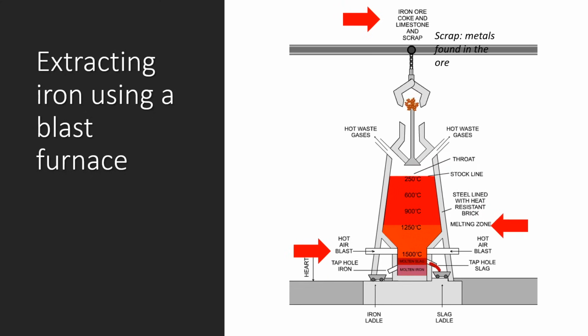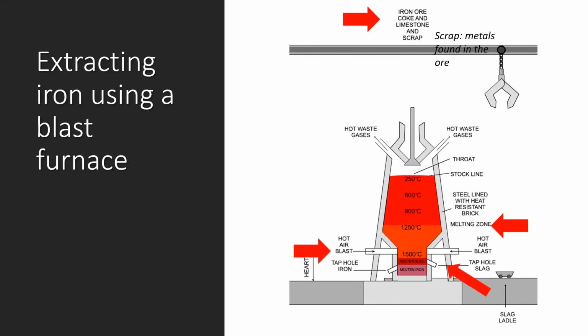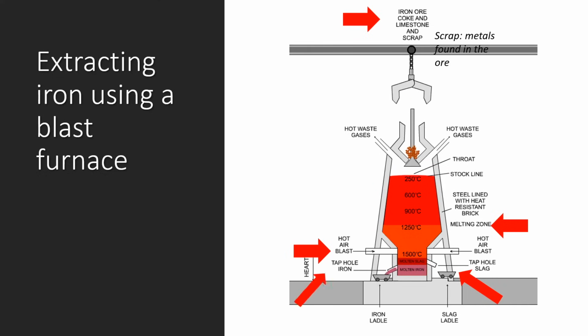The coke will then burn in the blast of hot air to form carbon dioxide, and this is the main reaction for the heat source of the furnace. We then have molten slag, which will be tapped out of the bottom of the furnace, and this is a waste product of molten ore. And in our other tap hole, molten iron can then be tapped out and used in its solid form.